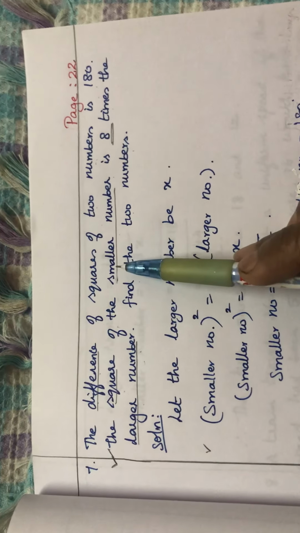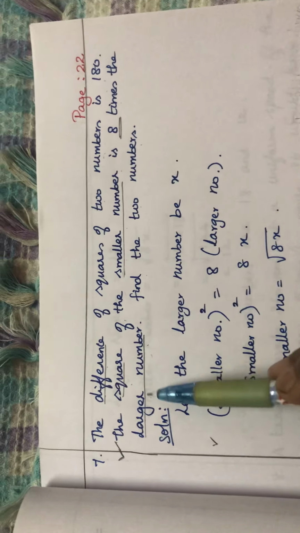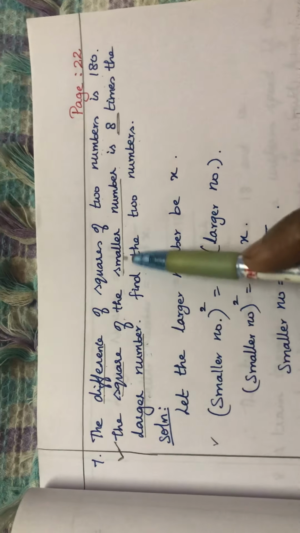What is given? The square of the smaller number is 8 times the larger number. Both the numbers we don't know, but the relationship is given. The square of the smaller number is 8 times the larger number. So the smaller number is related to the larger number. So we have to assume the larger number first. So let the larger number be x.